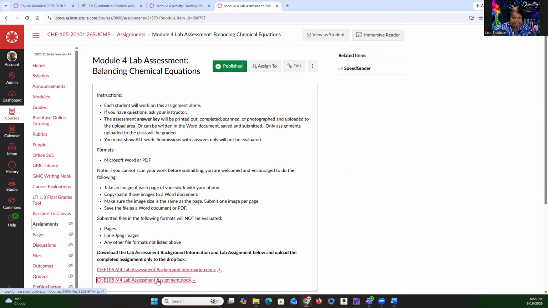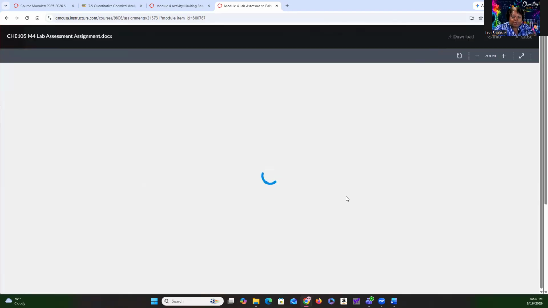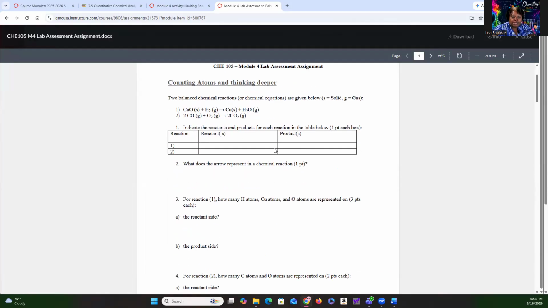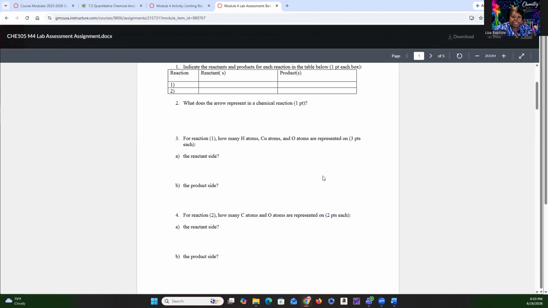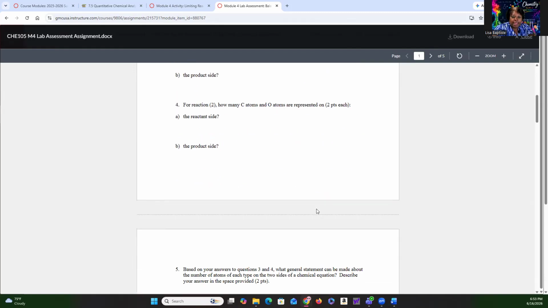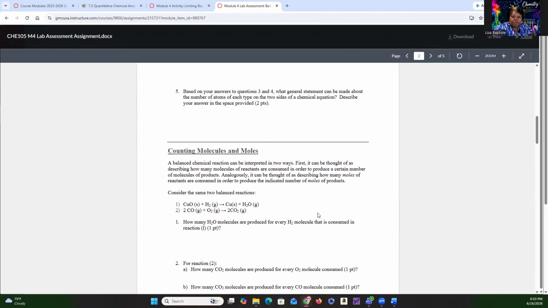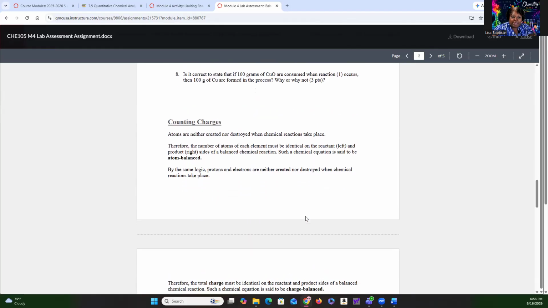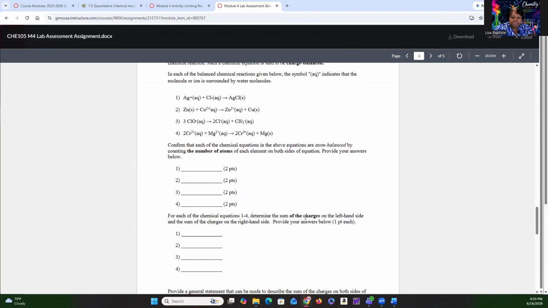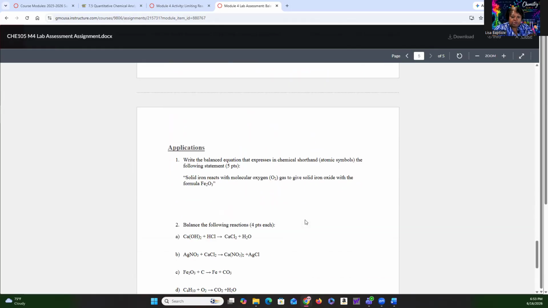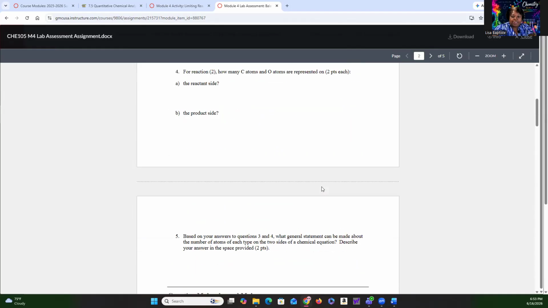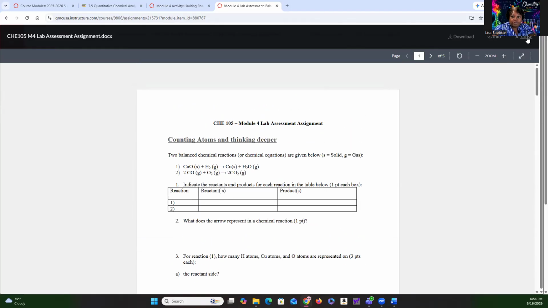Then you actually have your assignment. The assignment is what you are going to submit, all right? And so for here, it asks you questions about counting the atoms for each, some questions about what the arrow represents, the reactants, the products, moles, conversion. It gives you a lot of different questions based on balancing equations. And so go through this, and then it gives you a chance to balance equations, all right? And so if you have questions, make sure that you ask before you submit this, all right?